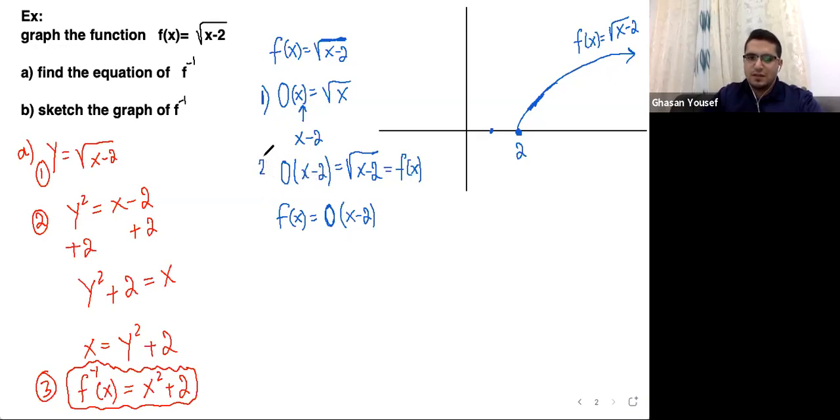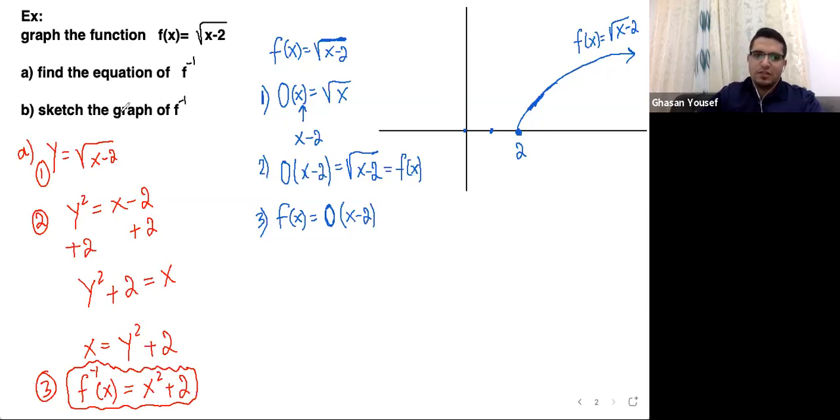So this is my second step. This is the third step. This means we have to graph the original function, the square root of x. Then we have to shift it 2 units to the right. Here is 2 units to the right. It was 0, 0. Now it's 2, comma 0.